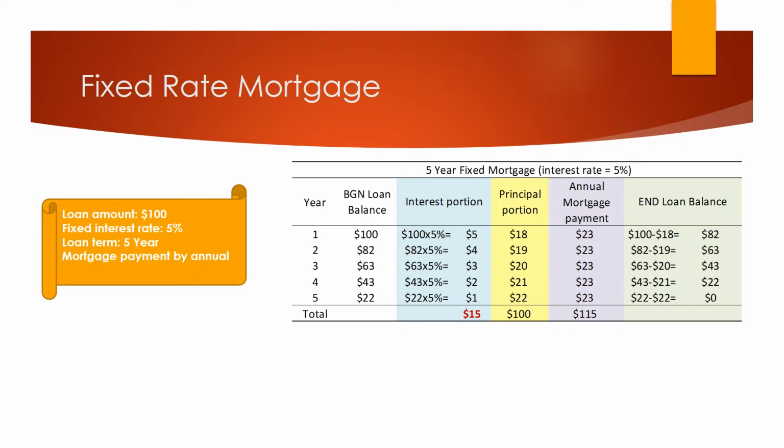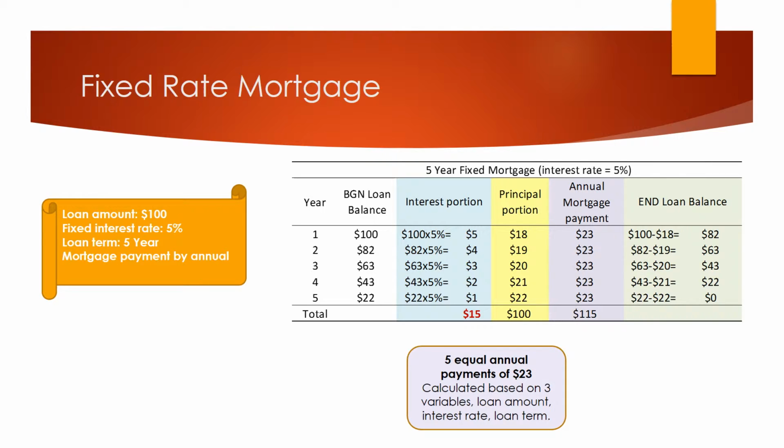The table shows from left to right beginning loan balance, interest expenses, principal payback portion, fixed mortgage payments, and ending loan balance for year 1 through year 5. So let's look at the purple column. The predetermined mortgage payment in this case is $23 per year for 5 years, and this is calculated based on 3 variables: loan amount, interest rate, and loan term.